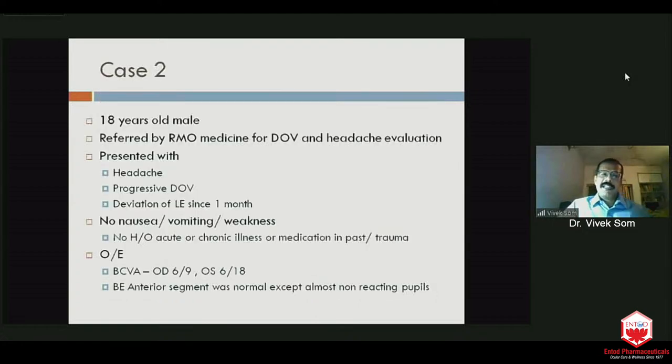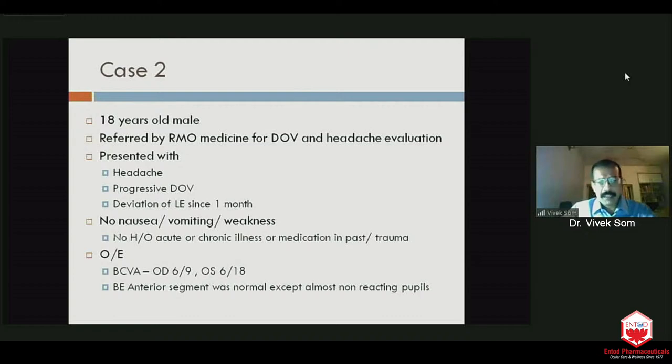Just 2 days back, an 18-year-old male was referred by the RMO of the medicine department for evaluation of diminution of vision and headache. The patient presented with headache, progressive diminution of vision, and deviation of the left eye since 1 month. There was no history of nausea, vomiting, weakness of limbs or anything. No history of acute or chronic illness, medication or trauma.